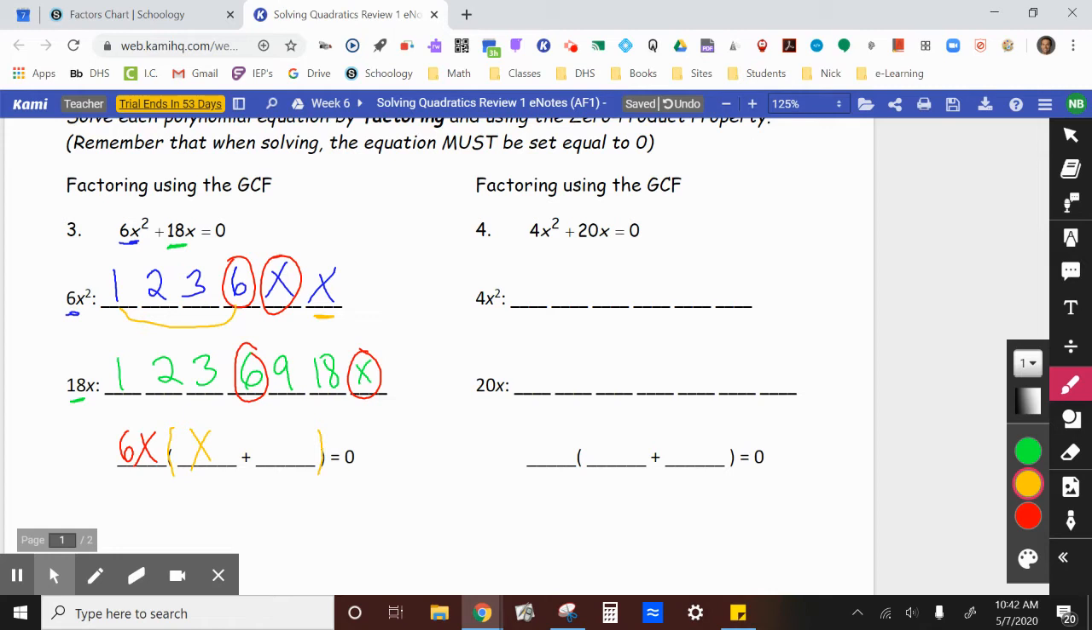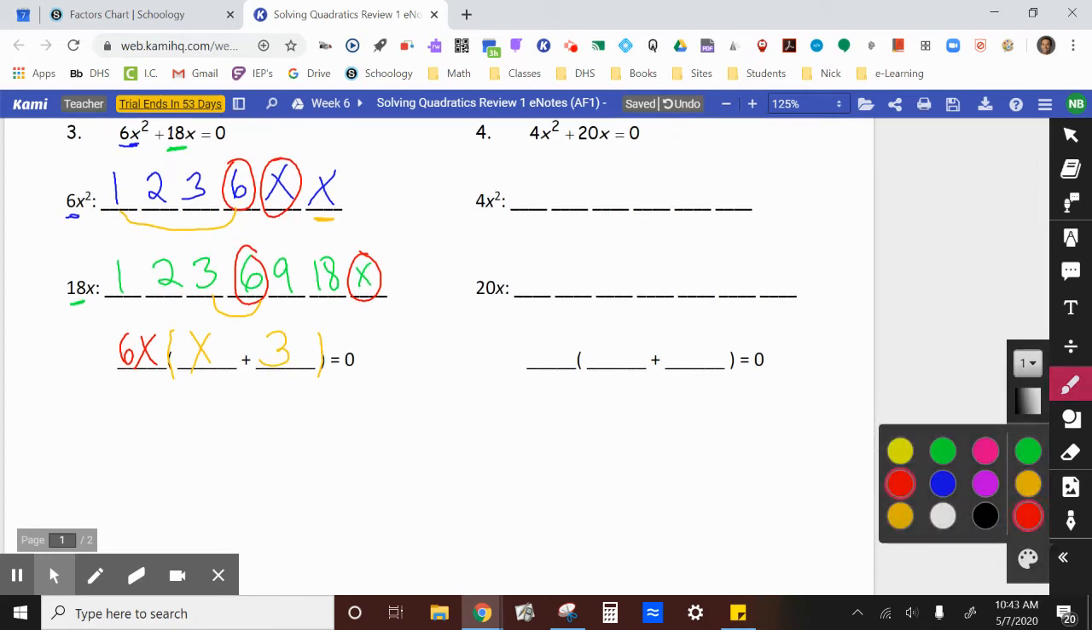All right, and now for my 18x, well, 6 times 3 gives me 18. And I used up this x as part of my GCF, so I just have that 3 to put back here. Now that I broke this apart, I took my 6x squared plus 18x, and I broke it up into 6x times x plus 3. And now I can solve both of these equations.